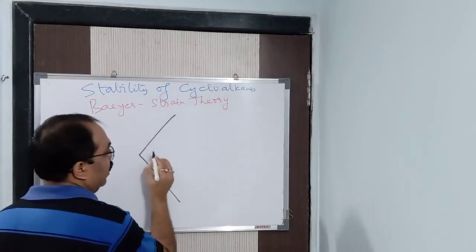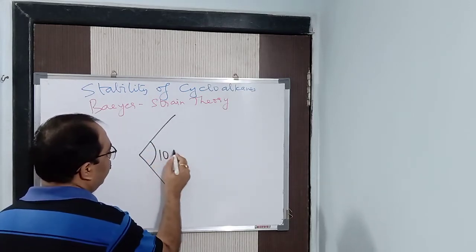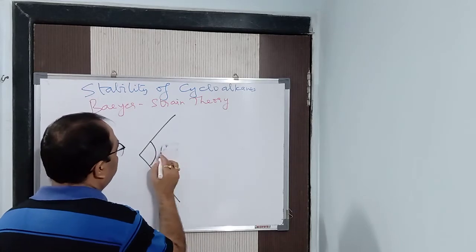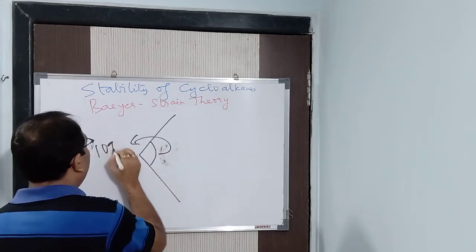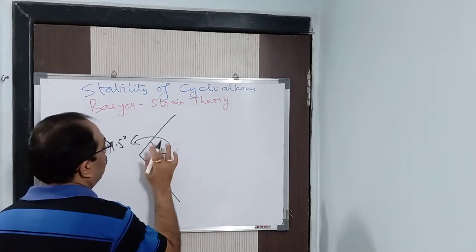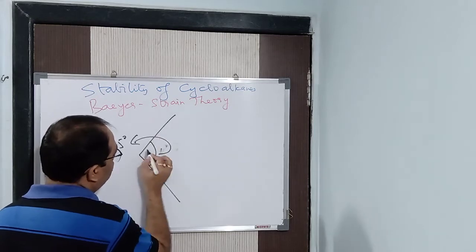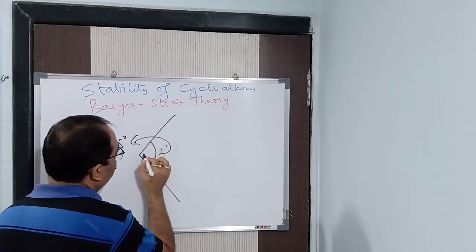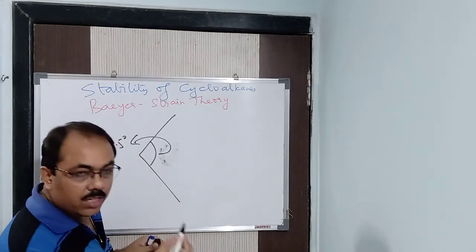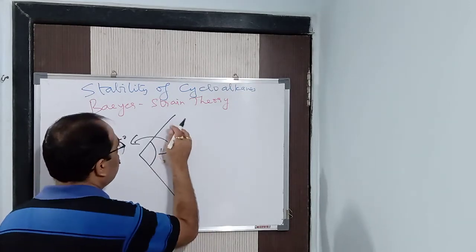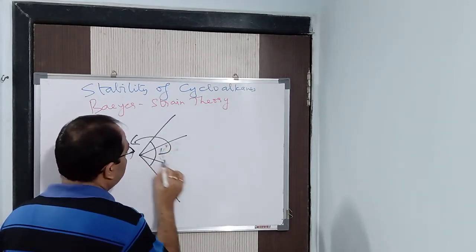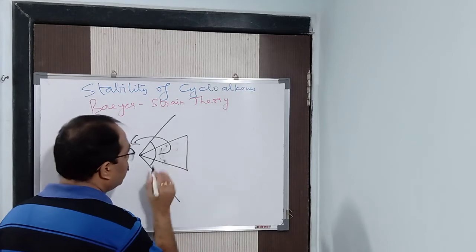Let us say this angle is 109.5 degree. Let me write it outside. 109.5 degree this angle is. Now what I am doing is that this is an open chain. I am converting it into nothing but a closed chain compound. I am converting it into a closed chain compound.